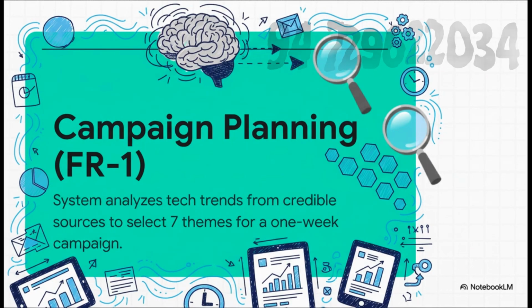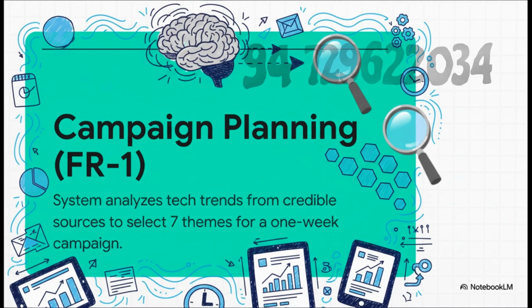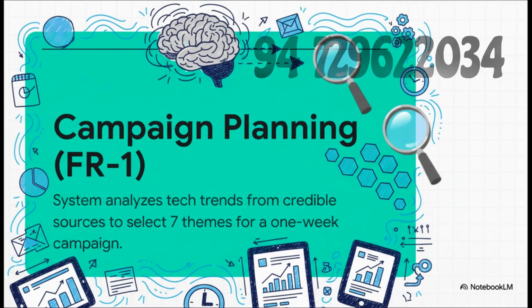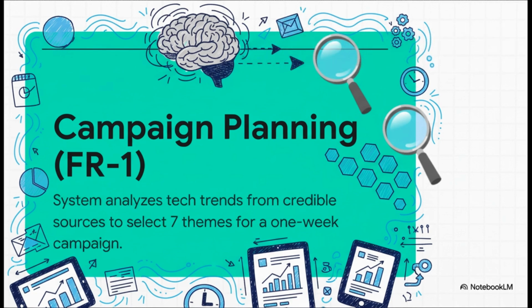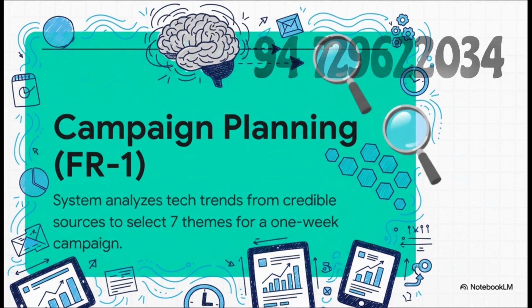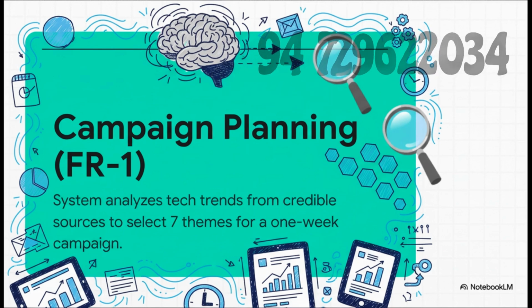Step 1 is all about the brain of the operation. This is where the machine does its homework. So instead of a human spending hours just scrolling through feeds, the system is required to scan credible sources. We're talking industry journals, tech news, market reports, to intelligently pick out a whole week's worth of trending topics.